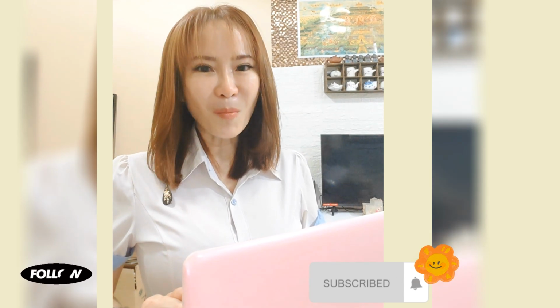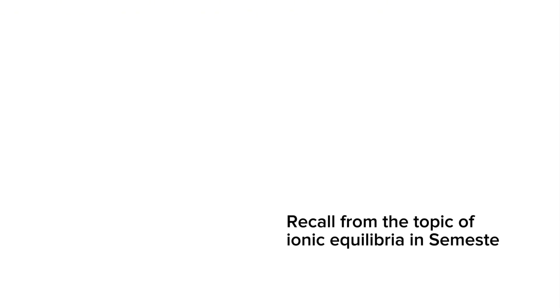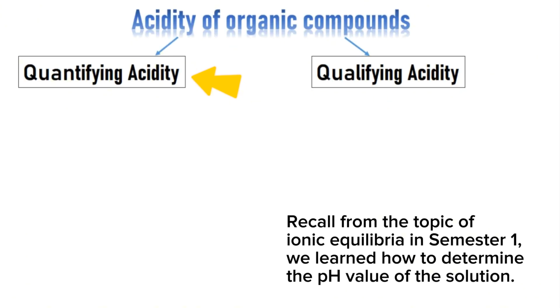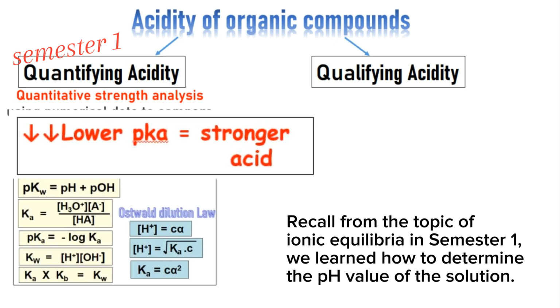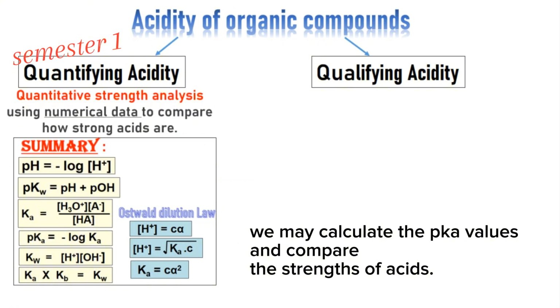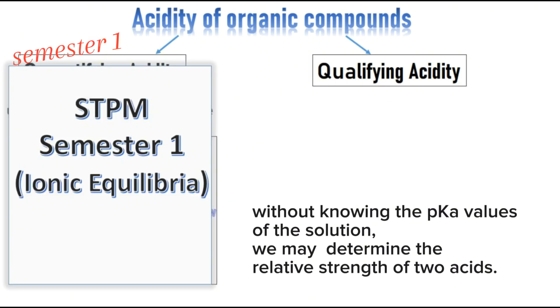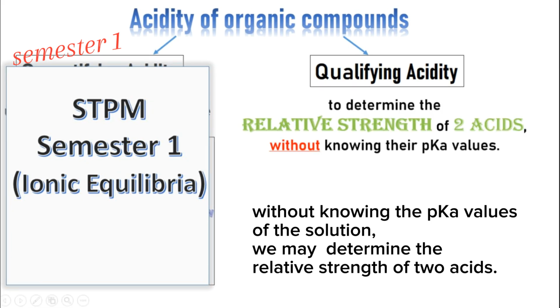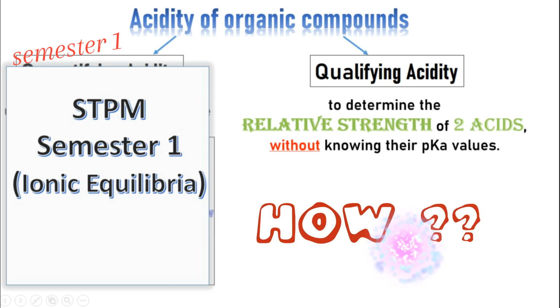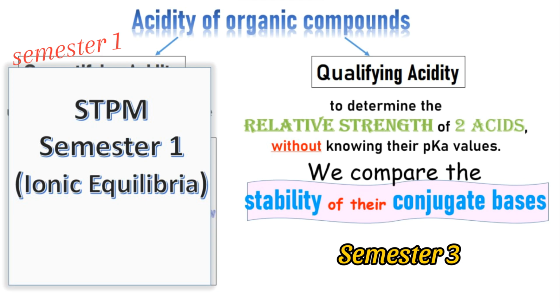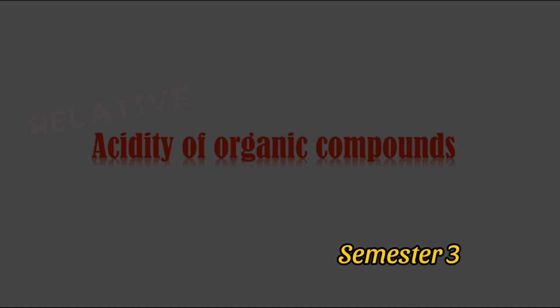Now, let's go to the first part, the acidity of organic compounds. Dear students, recall from the topic of ionic equilibria in semester 1, we learned how to determine the pH value of solutions. We may calculate the pKa value and compare the strength of acids. Without knowing the pKa value of the solutions, we may determine the relative strength of two acids. We may compare the stability of their conjugate bases.